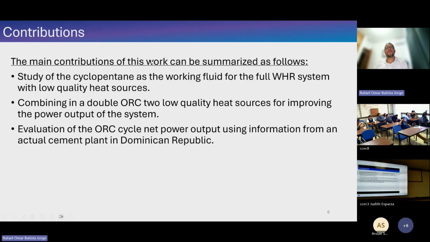So the main contributions of this work can be summarized as follows. A study of cyclopentane as a working fluid for the WHR system with low-quality heat sources, combining in a double ORC two low-quality heat sources for improving the power output of the system. Evaluation of the ORC cycle net power output using information from an actual cement plant in the Dominican Republic.